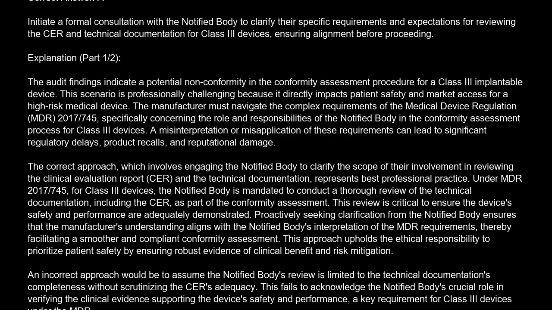Proactively seeking clarification from the notified body ensures that the manufacturer's understanding aligns with the notified body's interpretation of the MDR requirements, thereby facilitating a smoother and compliant conformity assessment. This approach upholds the ethical responsibility to prioritize patient safety by ensuring robust evidence of clinical benefit and risk mitigation.